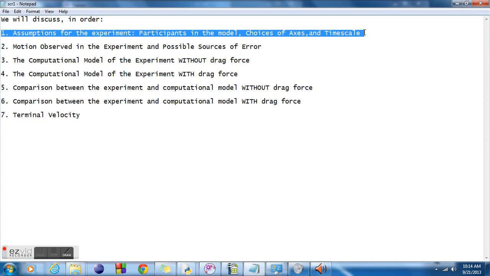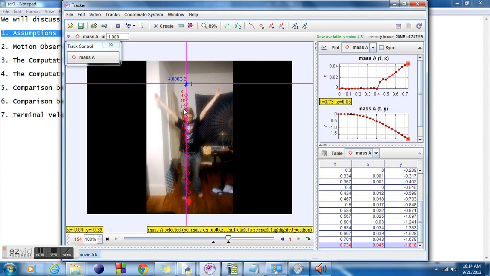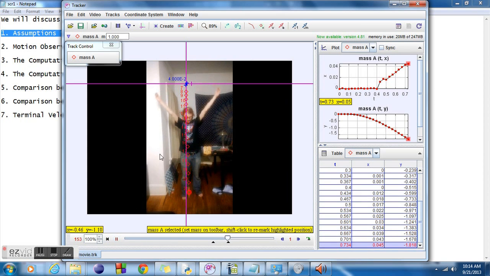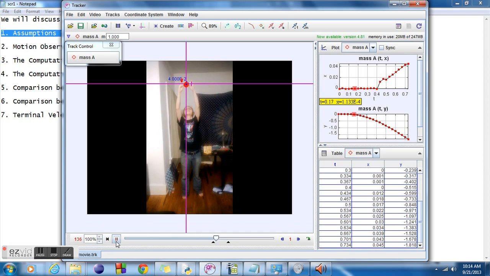First, we will cover the assumptions for the experiment, such as the participants in the model, choice of axes, and timescale. In my experiment, I dropped a 40mm ping pong ball from above my head. I calibrated the tracker software based on the diameter of the ball, 0.044 meters, and captured frames of motion from release until the ball's contact with the ground.